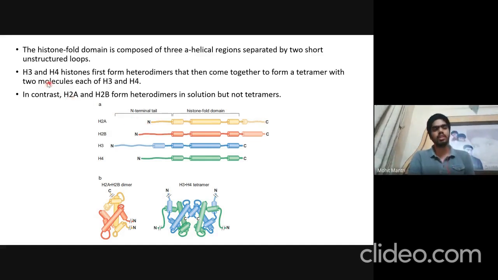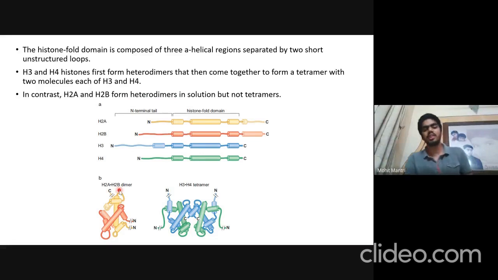The H3 and H4 histones first form a heterodimer, and then 2 heterodimers together form a tetramer, which consists of 2 molecules of H3 and 2 molecules of H4. This is the H3 H4 tetramer. The other pair is H2A and H2B, which form a heterodimer in solution, but they do not form a tetramer.